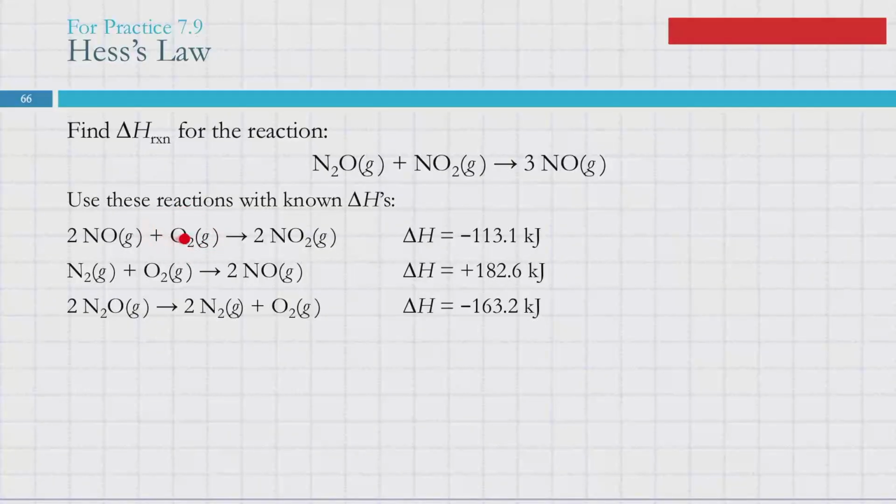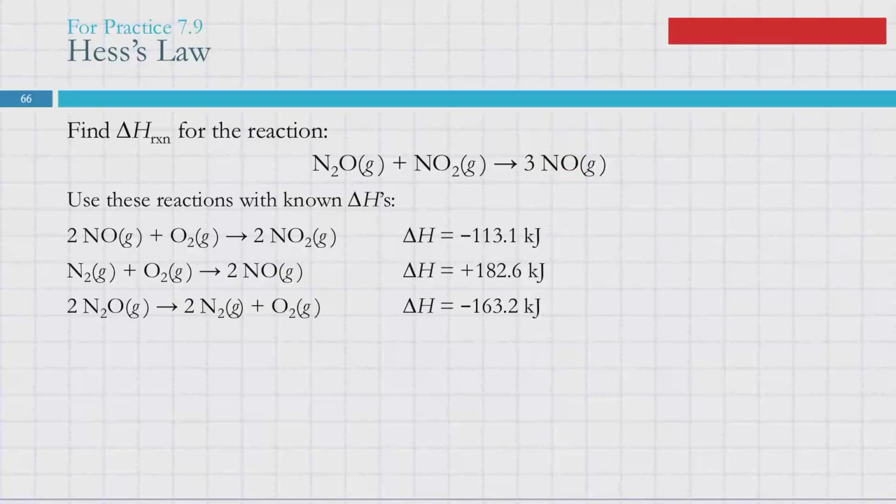Do we have O2 in our reaction? No, no O2 in our reaction. Do we have NO2 in our reaction? Yeah, we have NO2 in our reaction. Where's the NO2 in the reaction? It's on the left side. And in here, it's on the right side. The NO here is on the left side, and here it's on the right side.